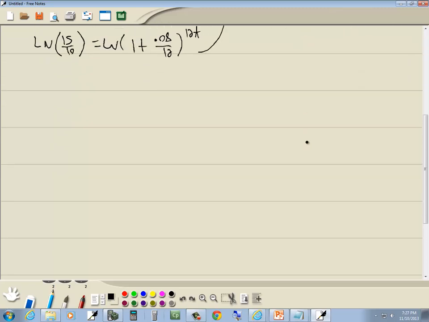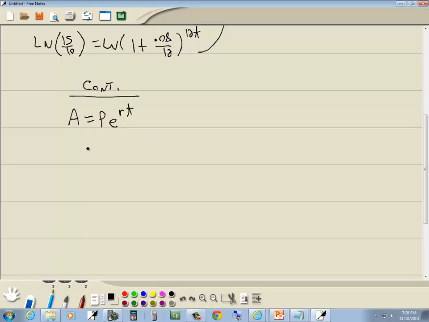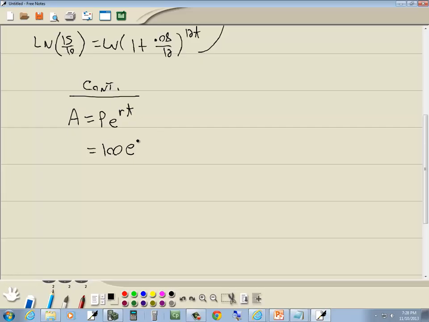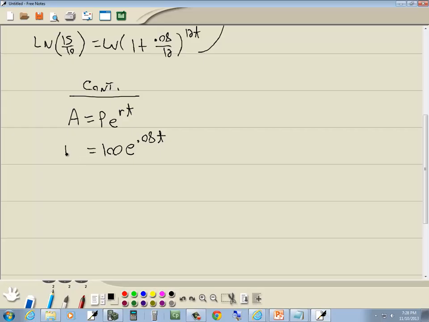Okay, let's look at the continuous one. That's the PERT formula. A is equal to P e to the rt. We have $100 to invest. That's our P, so P is 100. Our rate is 8%, so 0.08. And we're trying to find time. How long will it be before I have 150? So we'll put 150 in for A.